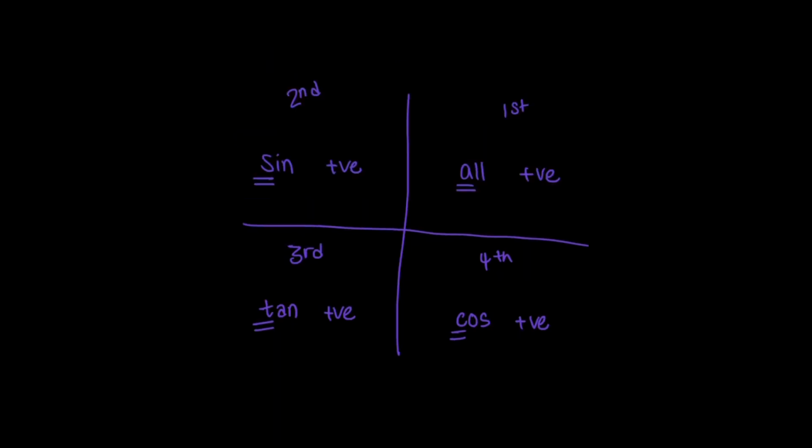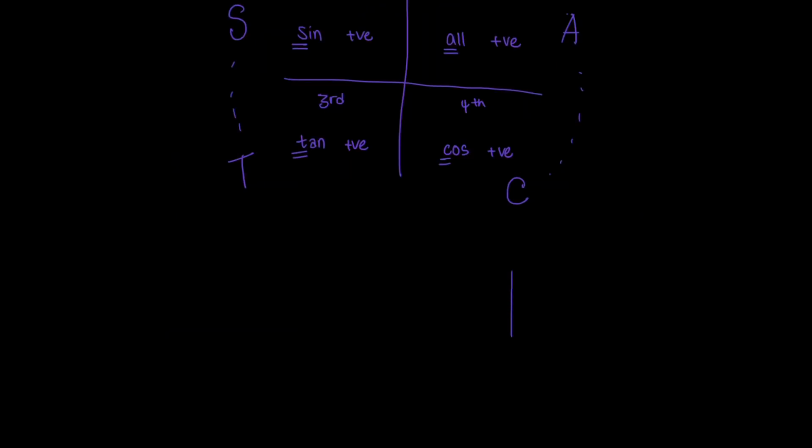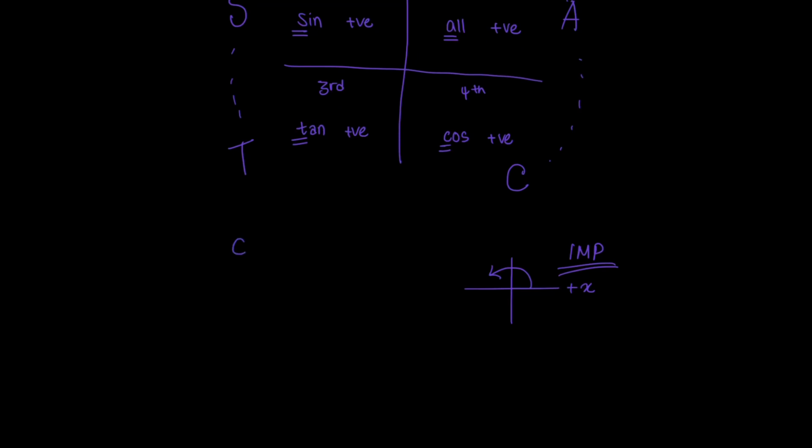To make this easier to remember, we can write A, S, T, and C, and then remember this as C, A, S, T. The reason why we are going counterclockwise is for you to remember that we always measure angles counterclockwise from the positive x-axis. This is very important to remember whenever you're finding sine, cosine, or tan for any angles. So remember, CAST: cos positive in the fourth quadrant, all positive in the first quadrant, sine positive in the second quadrant, tan positive in the third quadrant.